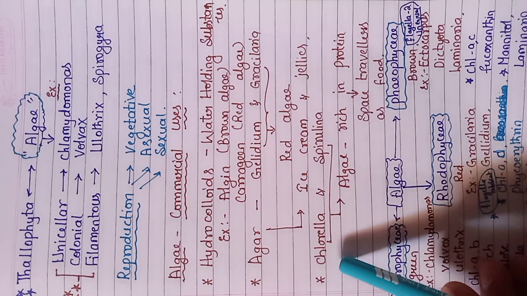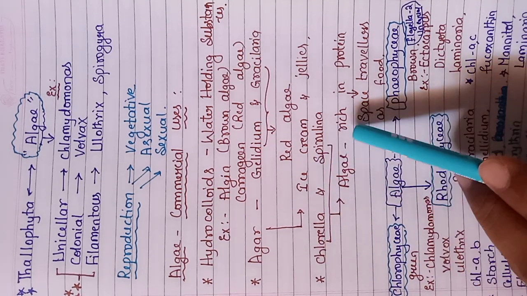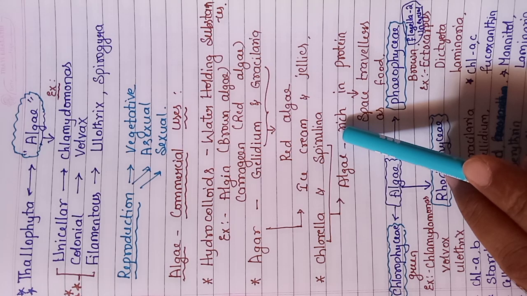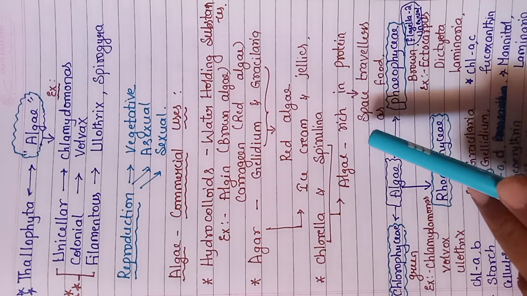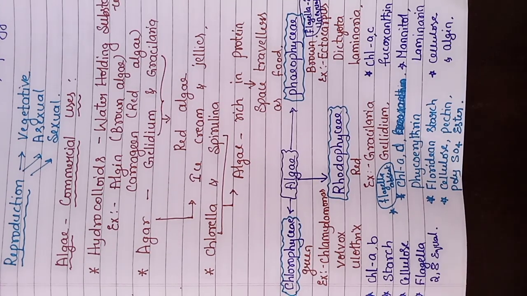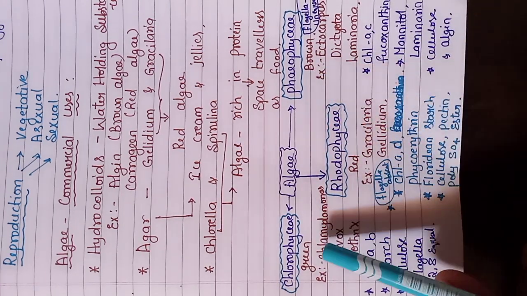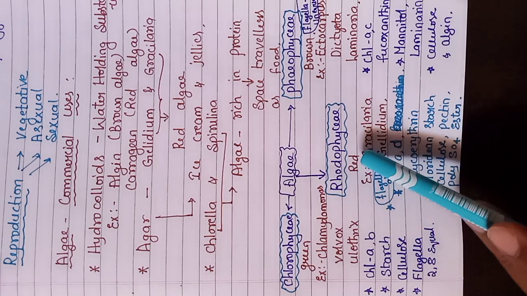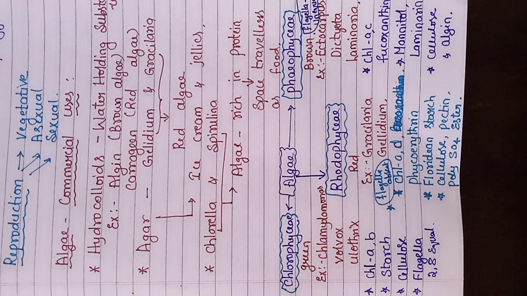Now another very important use of algae is that some algae like Chlorella and Spirulina are very rich in protein, so these algae can be used as a food or food supplement for space travelers. Now in algae, another very important topic is the types of algae. Basically three types of algae we can find: green, red and brown. Green algae are called Chlorophyceae, red algae Rhodophyceae, brown algae Phaeophyceae.